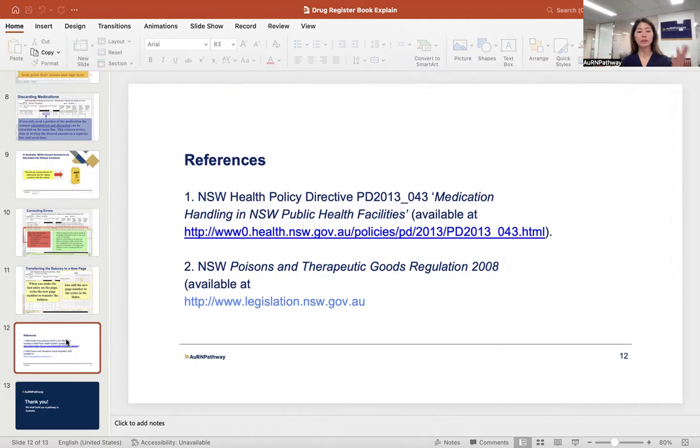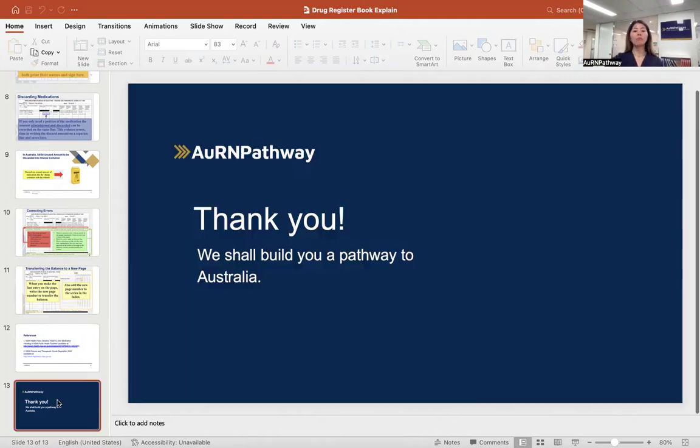And again, this information is available in the New South Wales Health Policy Directive, and that's where I got this explanation from. I do hope that you've learned something from this nice and simple, basic drug register book explanation.